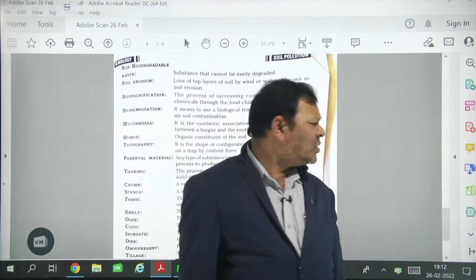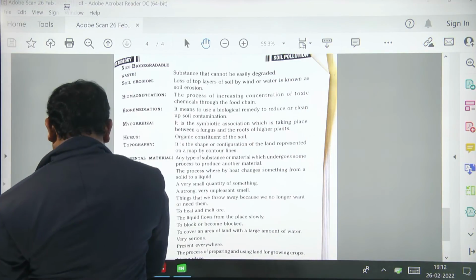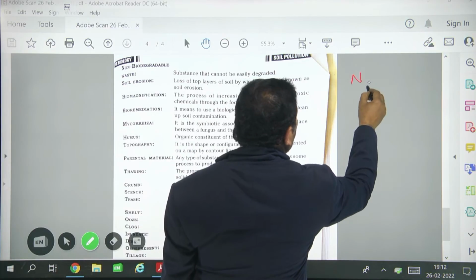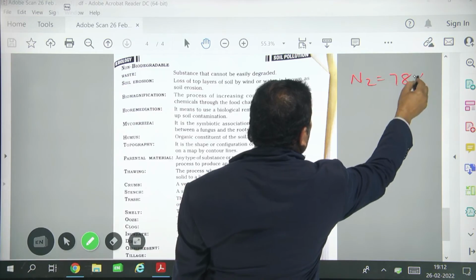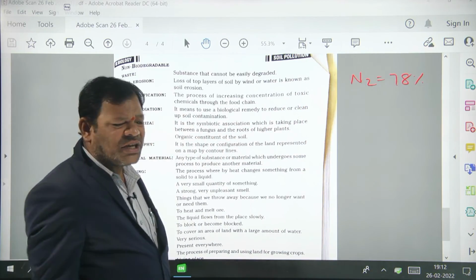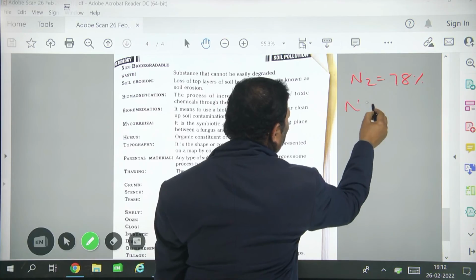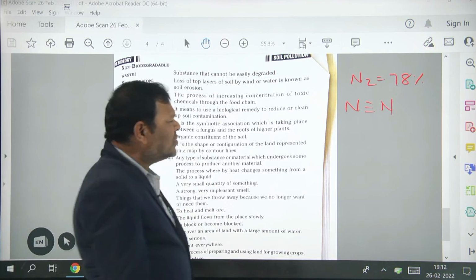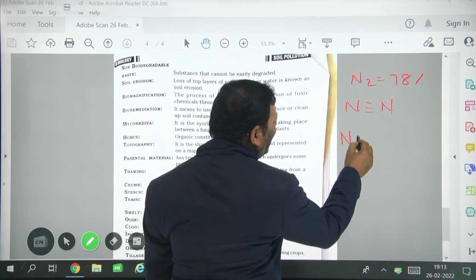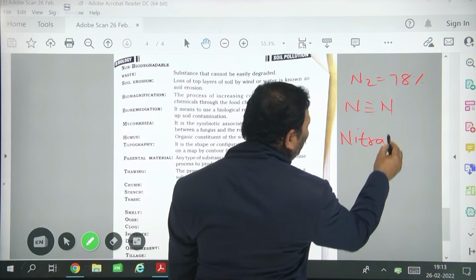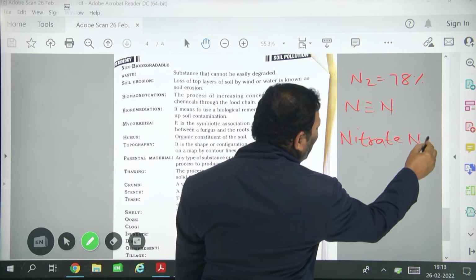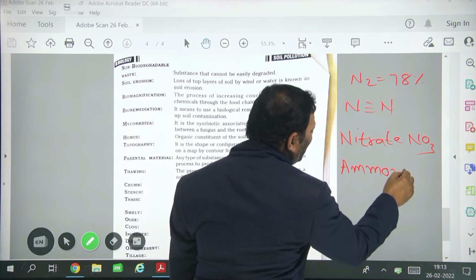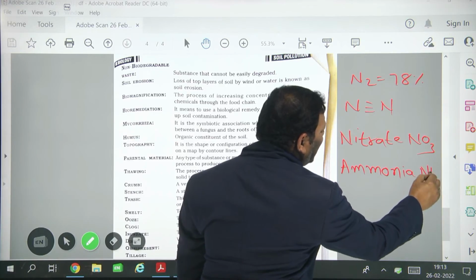Mycorrhiza. Actually, you know very well that the atmosphere has 78% nitrogen. This nitrogen is present in the atmosphere in the molecular state. Plants cannot utilize it, so plants take nitrogen in the nitrate form, that is NO3, or the ammonia form, that is NH4.